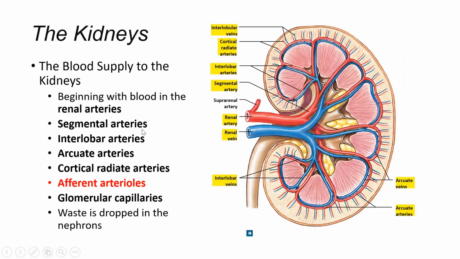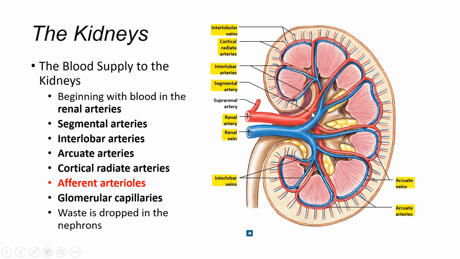Let's start here by looking at the blood supply to the kidneys. The blood supply to the kidneys is coming in from the renal arteries, coming off of the aorta. So the abdominal aorta gives rise to the renal artery. The renal artery will then branch into both kidneys on either side. And then it starts to divide as it moves through the medulla and then eventually to the cortex.